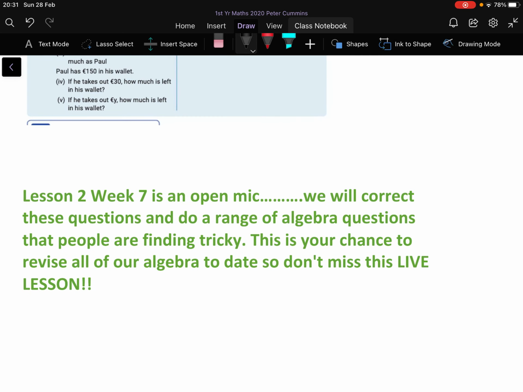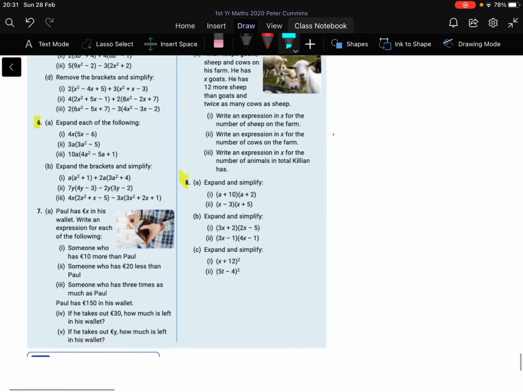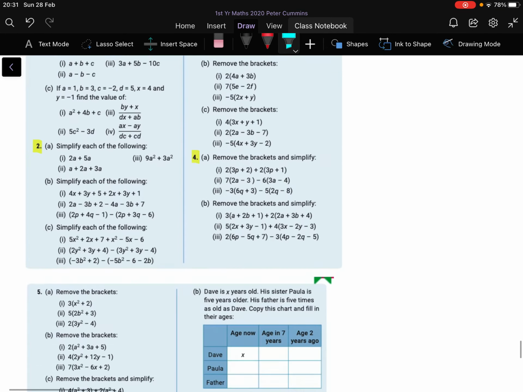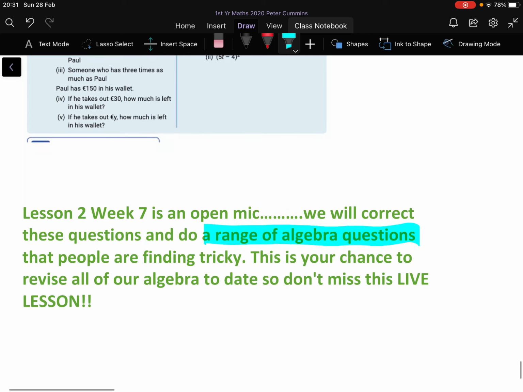So lesson 2 is open mic. So in our second lesson of the week, it'll be live. I'll have a blank whiteboard here. And what we're going to do is a load of the algebra questions. What I want from you is have a flick through the chapter, have a flick through this OneNote page. There's loads and loads of different types of examples there. Find the ones that you find tricky. Jot a few of them down. And you can type them into the chat box. And I will do them out here for you live. So don't miss this one. Don't miss this live lesson, which is your lesson 2 of the week.